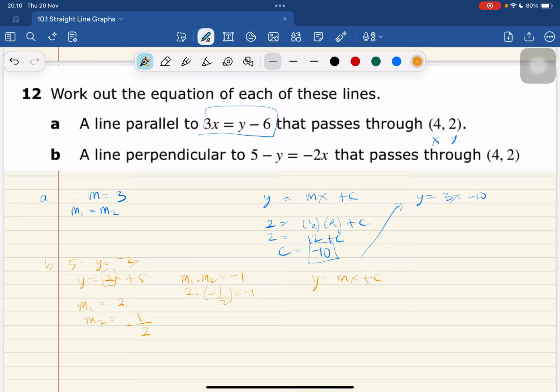Y we got here is 2, m is minus 1 over 2, and x is 4, plus c. So 2 equals minus 2 plus c, so c equals 4. We substitute: y equals minus 1 over 2 x plus 4. There you go.